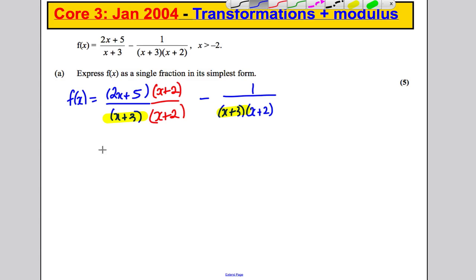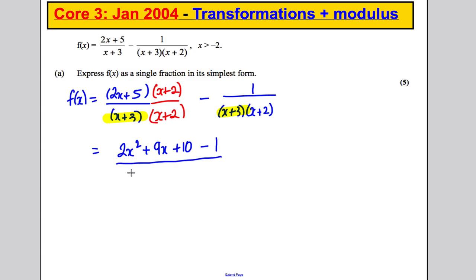Okay, and then if I multiply this out here, I would get 2x squared plus 9x plus 10, subtract 1, all divided by x plus 3x plus 2, which is 2x squared plus 9x plus 9 over x plus 3, x plus 2.